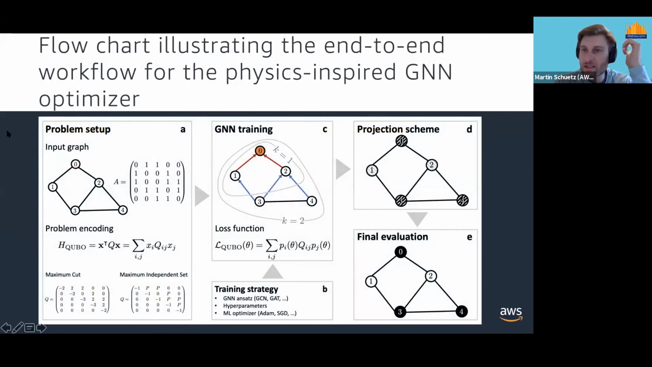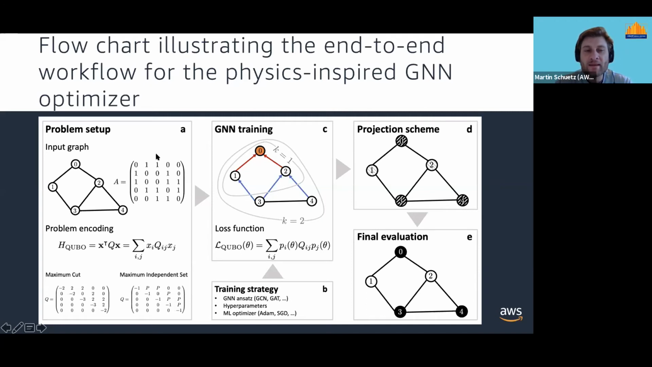The entire flow chart illustrating, so the end-to-end workflow, looks as follows. You model your problem in terms of a graph, as shown here, a graph with 5 nodes and 6 edges. You define your underlying problem you'd like to solve, for example, in terms of a QUBO Hamiltonian, and that really captures a large class of optimization problems. The only figure of merit you need for this problem definition is the Q matrix. It's shown here for the maximum cut problem and for the maximum independent set problem.